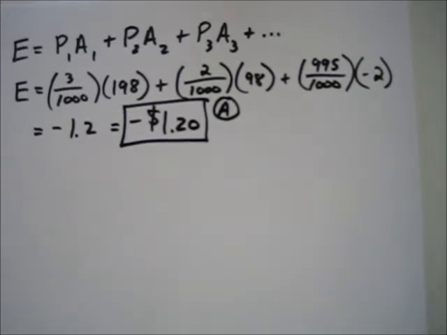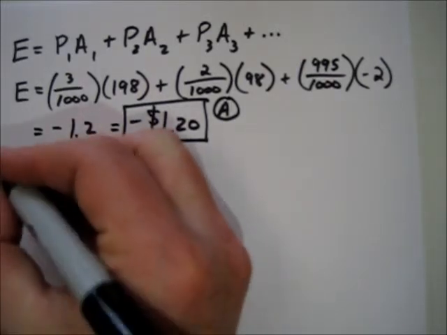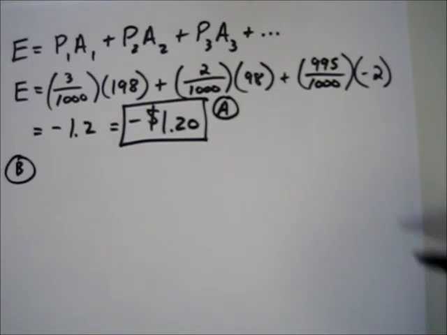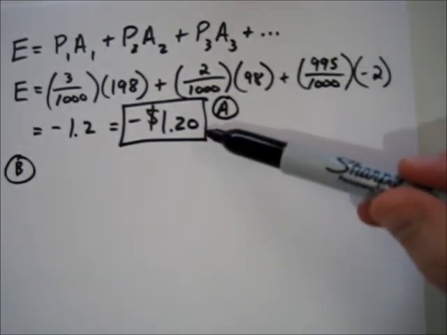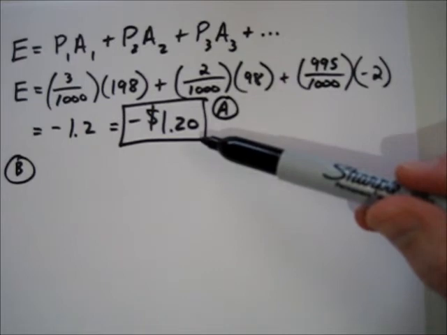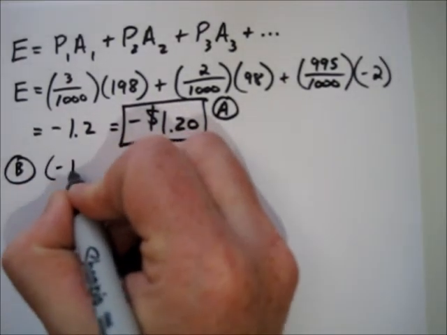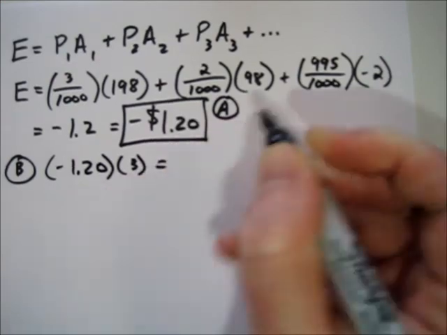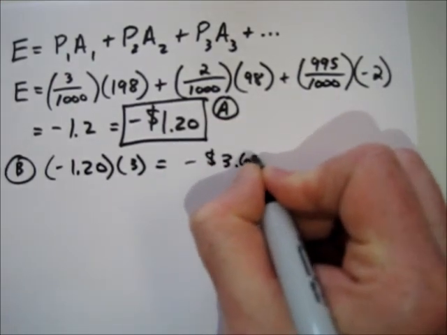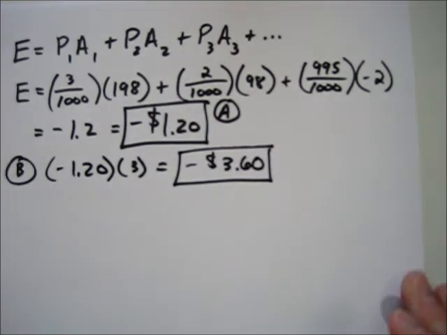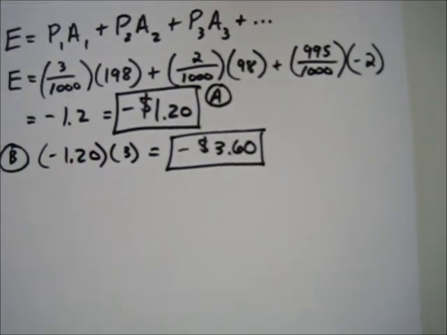Part B, determine the expectation of a person who purchases 3 tickets. Okay, if you purchase 1 ticket, you can expect to lose on average $1.20 each time you purchase a ticket. So if you purchase 3 tickets, your expectation is negative $1.20 times 3, so negative $3.60. The more tickets you purchase, the more negative your expectation, unless of course you buy up all the tickets. But then you still come out negative because the amount of money you spent is going to be worth more than the amount of money you'd win.